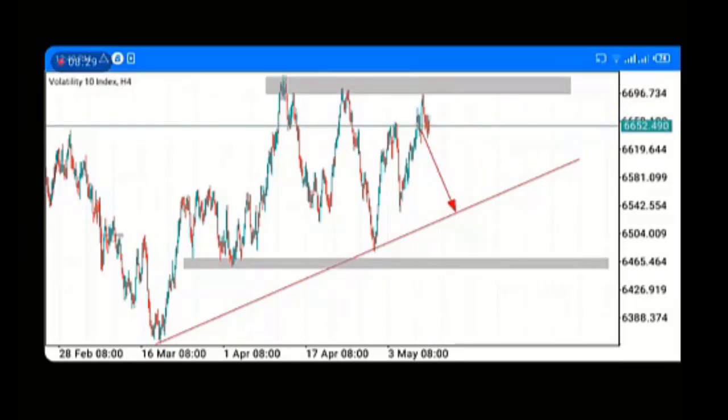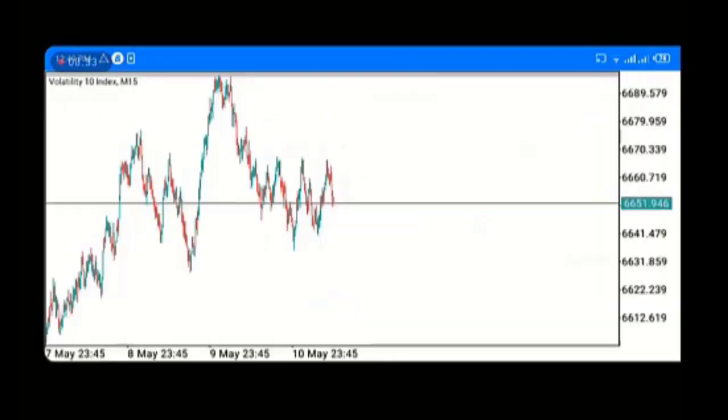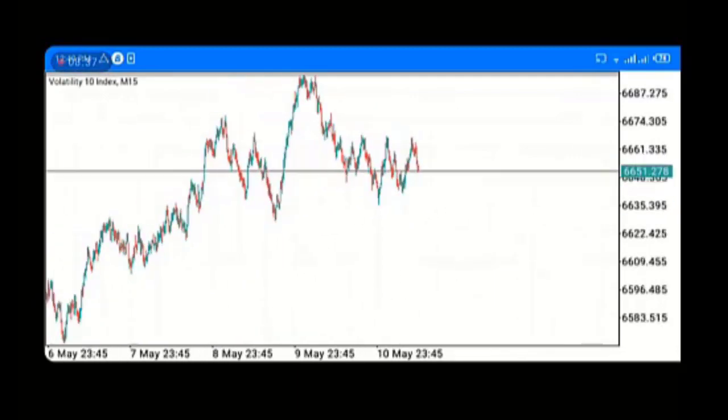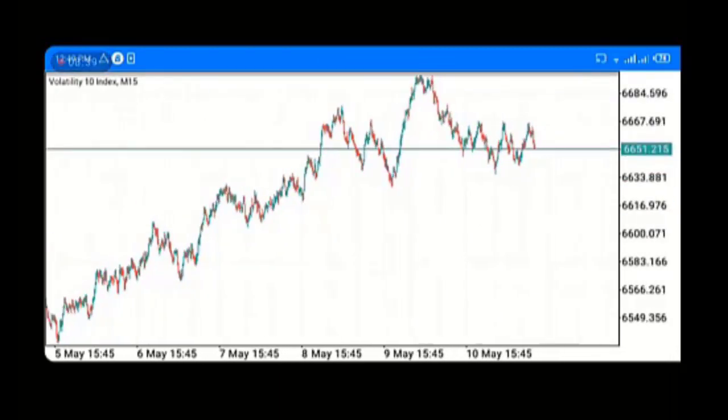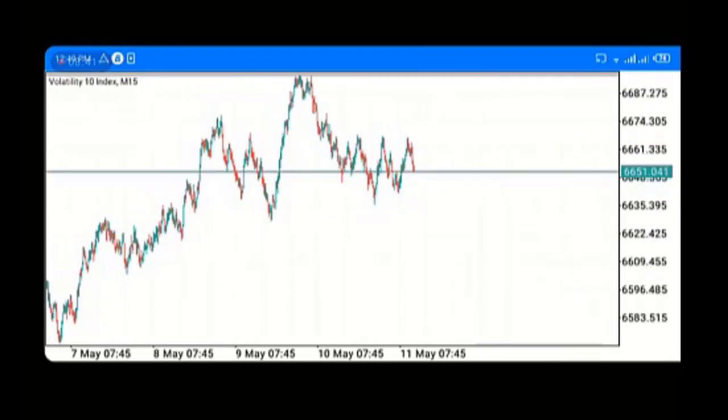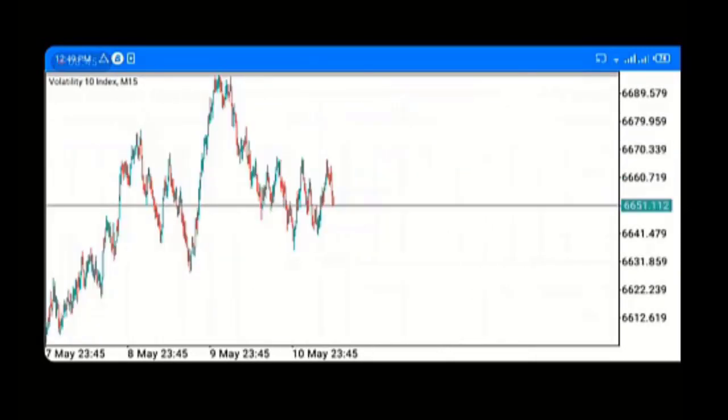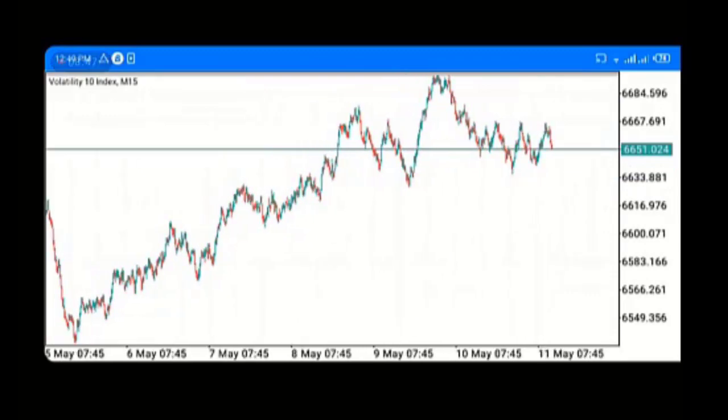For me to find my entry, I will now scale down to the 15 minutes. The 15 minutes is where I look out for my entries. If you've not watched the video on transition, you have to make sure you do, because for you to be able to find entry, you must understand what transition is in the market. It's very, very important.